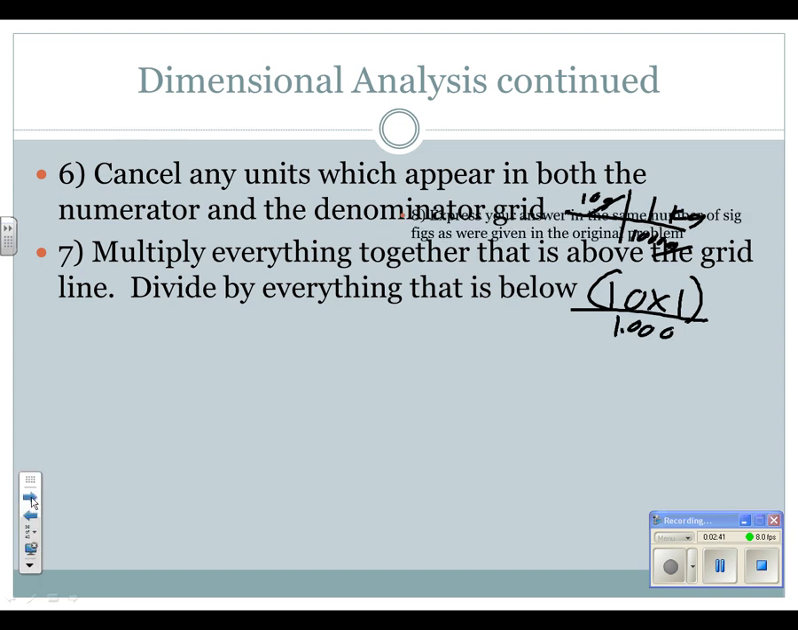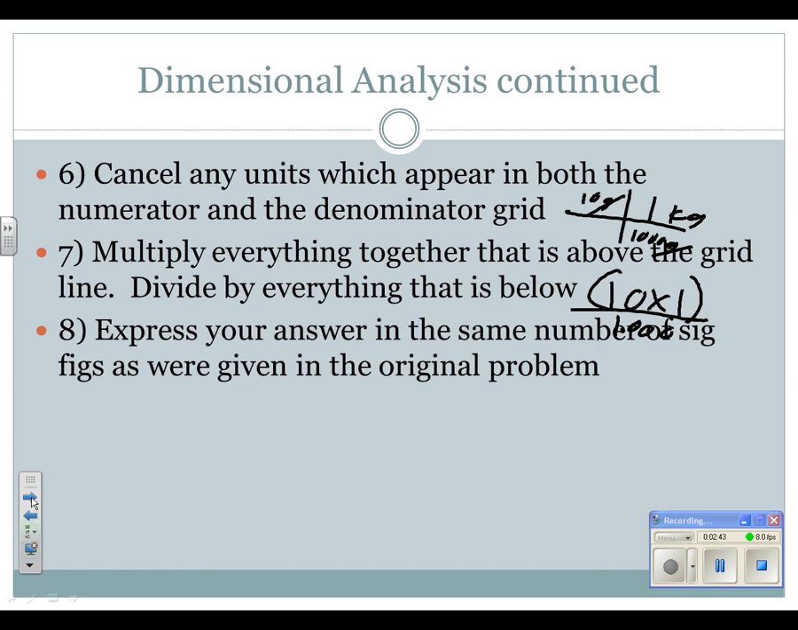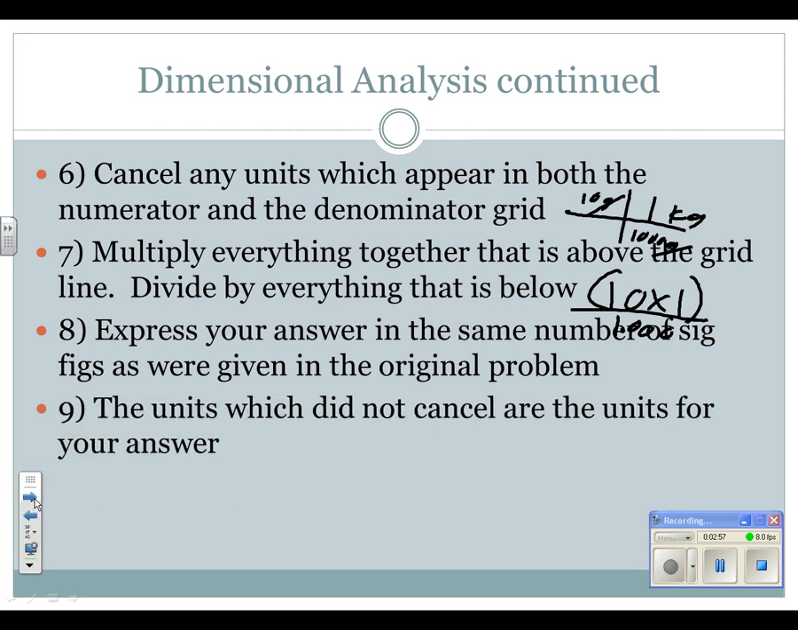Step 8, express your answer in the same number of sig figs as we were given. So it would be 0.1. However many given sig figs you have is the sig figs you have in your answer. Number 9, the units which did not cancel are the unit for the answer. So here, our grams canceled, so our unit for our answer will be kilogram.